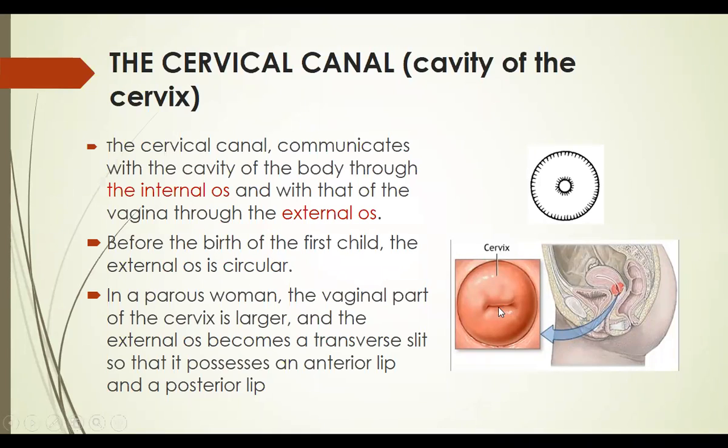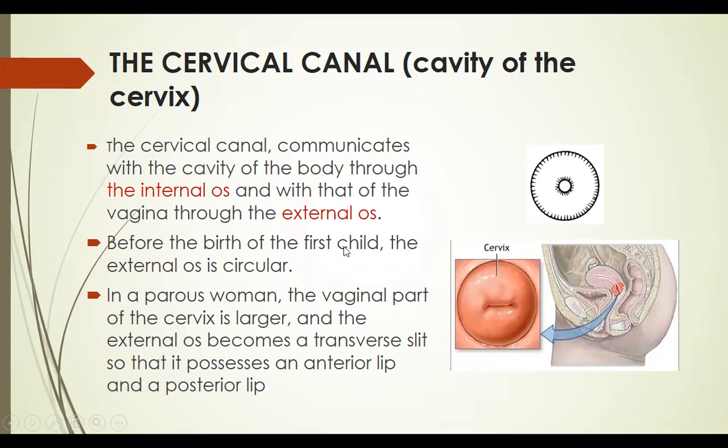This is how it looks when you see it from the vagina. So this is called the external os. The other internal opening into the uterine cavity will be called the internal os. So all the area between the internal os and the external os will be called the cervix.